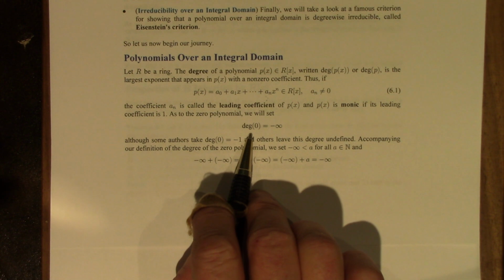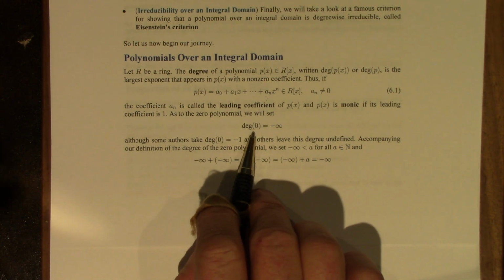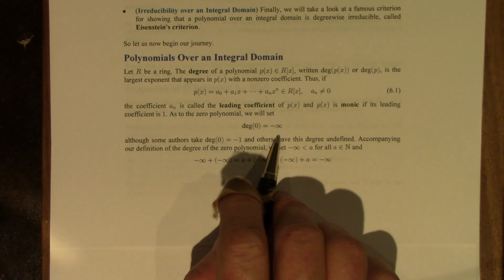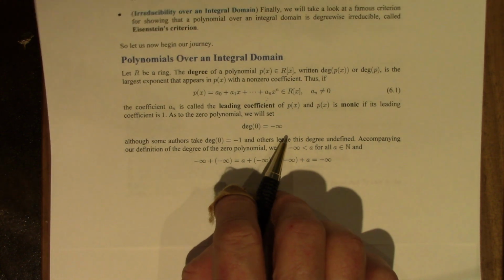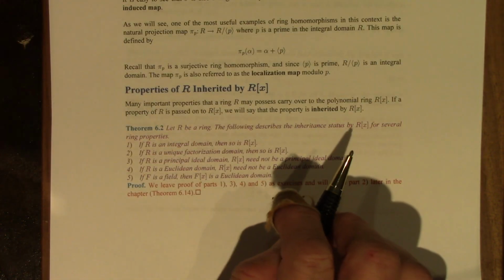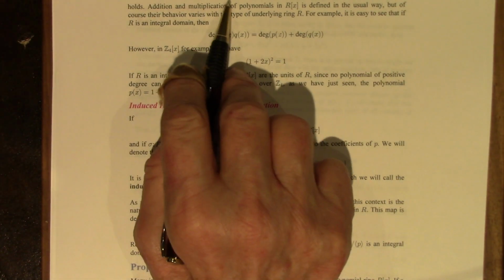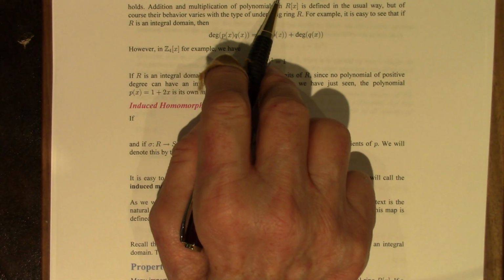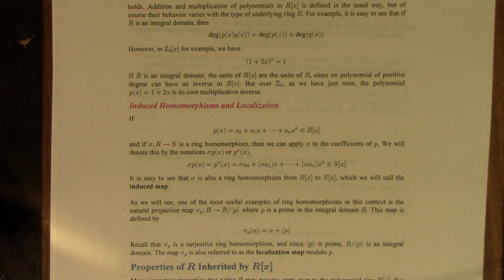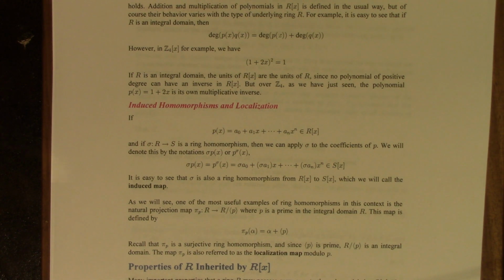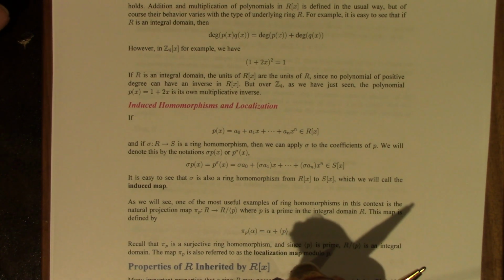We're also going to set the degree of the zero polynomial to negative infinity. And in that way, the degree formula will hold for the zero polynomial. Addition and multiplication of polynomials is defined in the usual way, although the behavior will be different depending on the base ring. It's going to be different in general than it is for polynomials over a field.